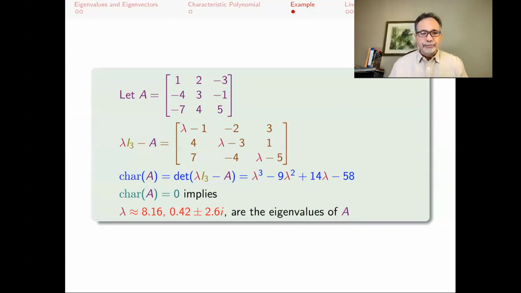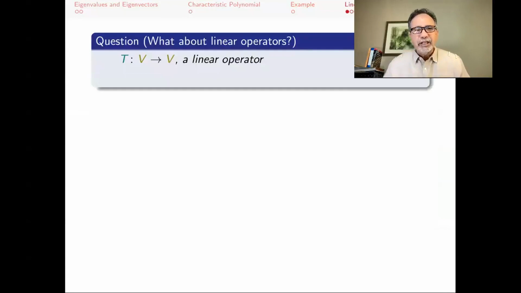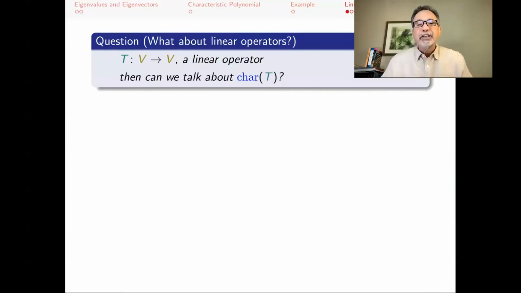Okay, now what we want to ask in this lecture is: what about linear operators? We had made the case in previous videos that linear operators, linear transformations from a vector space to itself, are another name for square matrices. You can go from one to the other. Any statement about one of them should be able to be translated to the other one. So the question is, can we talk about the characteristic polynomial of a linear operator? Can we assign a polynomial to a linear operator whose roots are the eigenvalues of that linear operator?